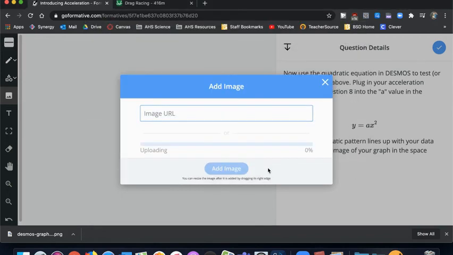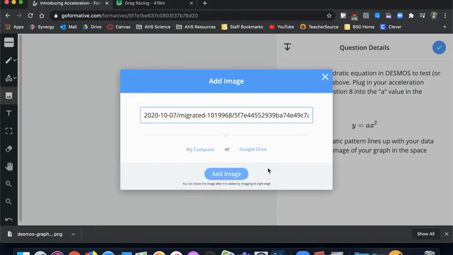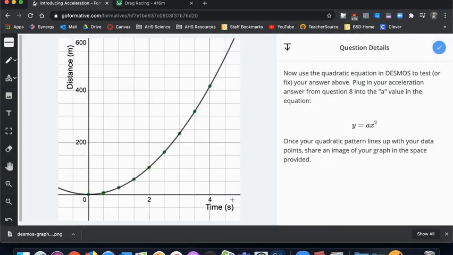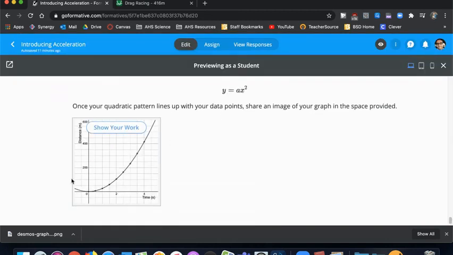So I'm going to open that up, hit add, and there it is. I have now added that graph into Formative. When you click it, now your teacher will be able to see that. If you have any questions, please let me know, or maybe rewatch this and go step by step.